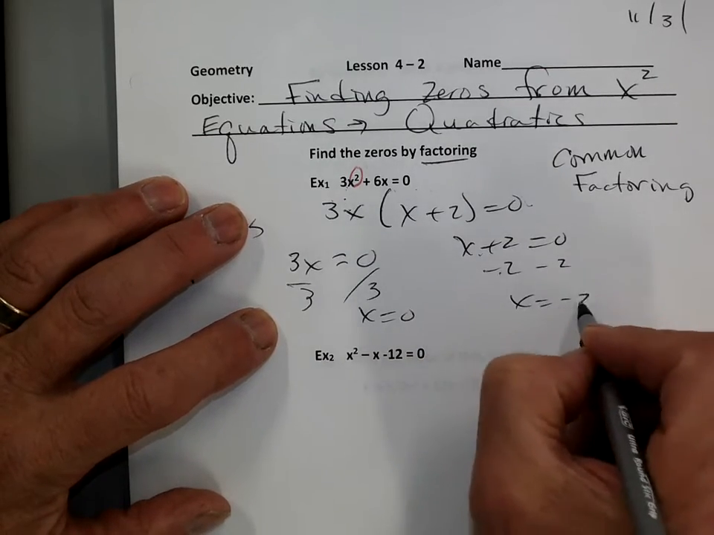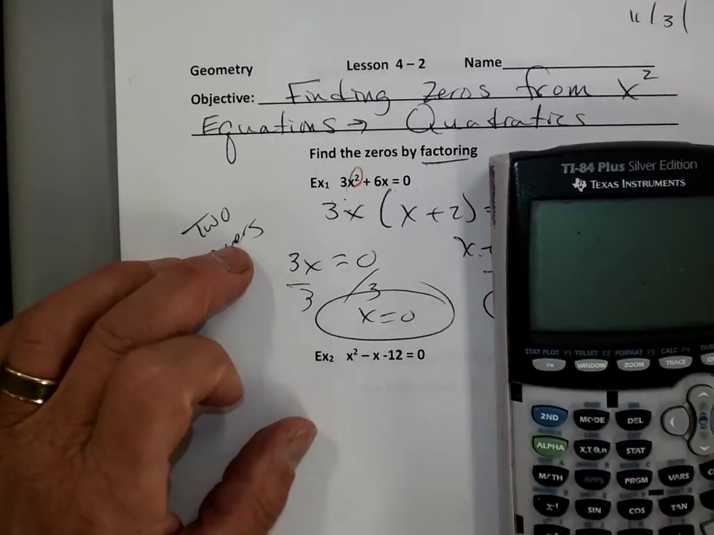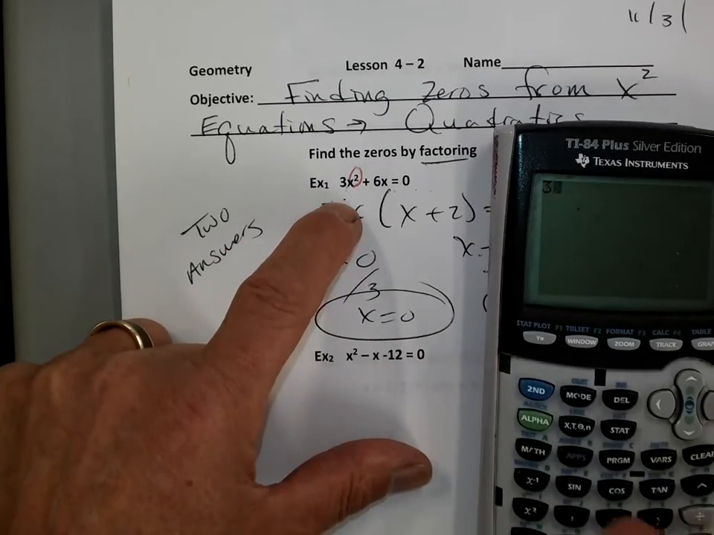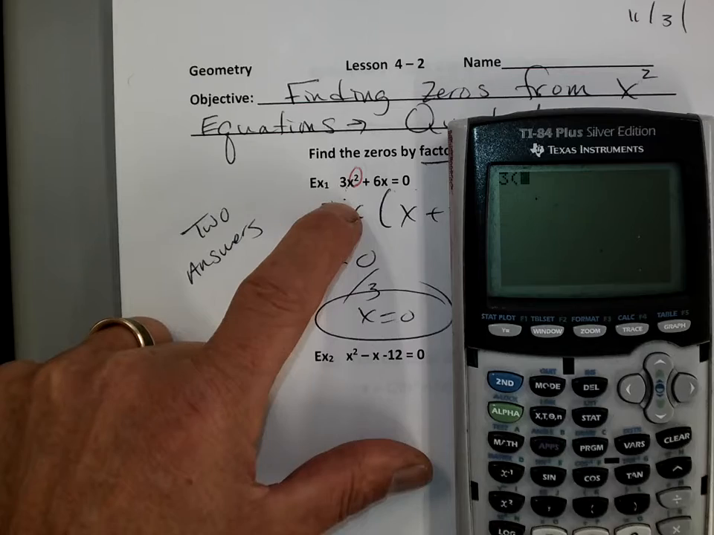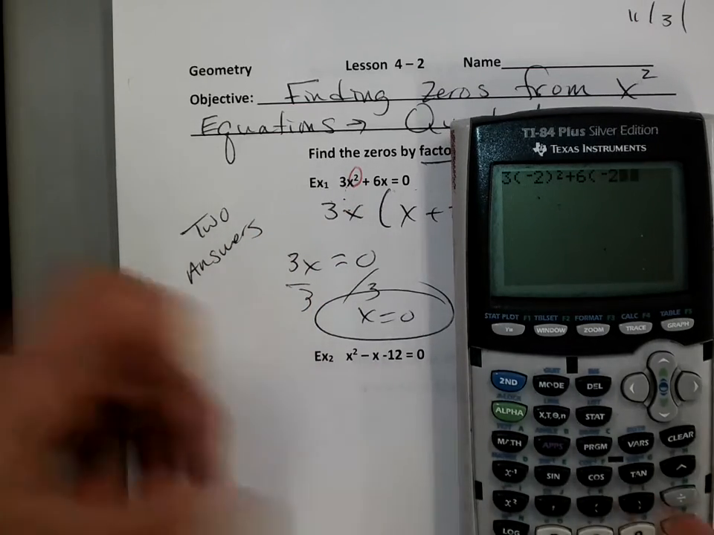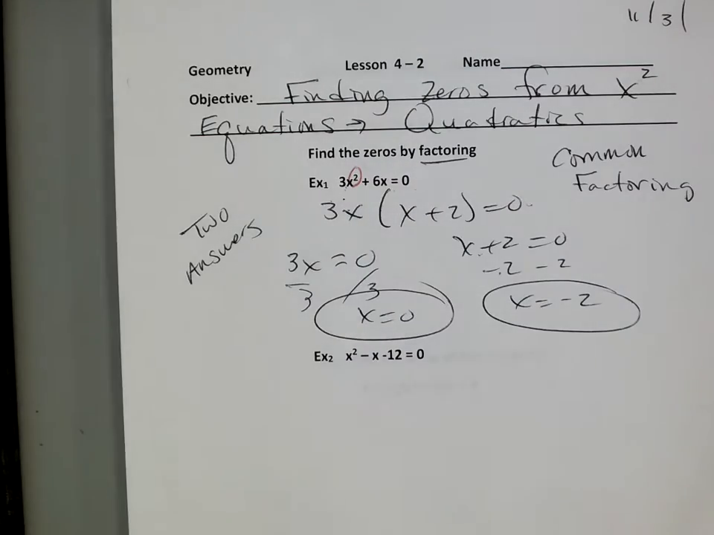X equals negative 2. These are both zeros. If you plug them into the equation, you get 0. Check it out. I'll just show you one of them. Let's take the negative 2. If I go 3 times a negative 2 squared plus 6 times the negative 2, guess what? It's going to be 0. Yes, 0, because that's what it is.